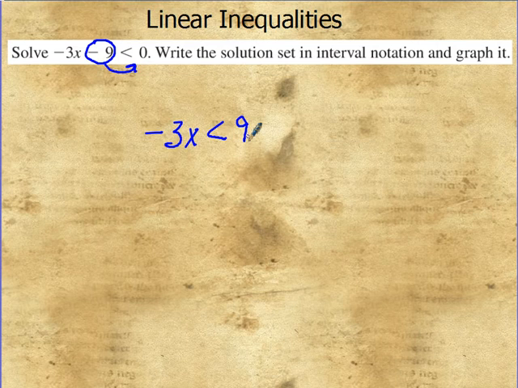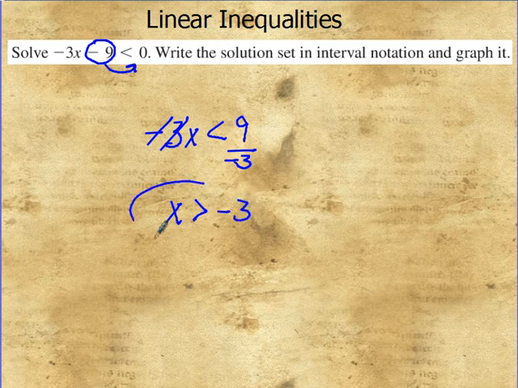This is the only difference, and hopefully you'll remember it. For those of you that were in ACT review with us the other day, we saw a problem involving this. When you're solving an inequality and you divide by a negative, make sure you flip your symbol. So we're going to divide by negative 3 and flip this symbol over. So you now have x is greater than negative 3.